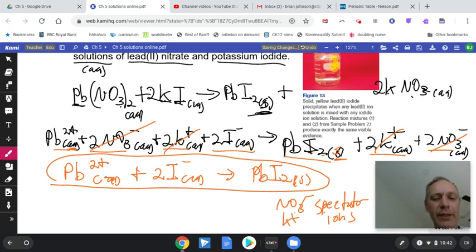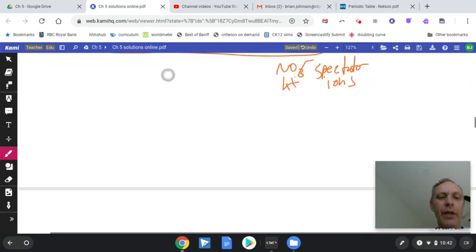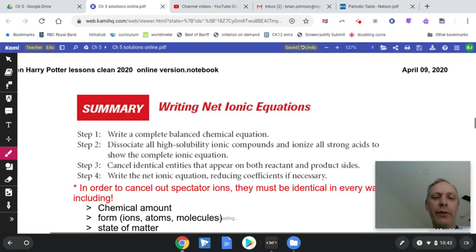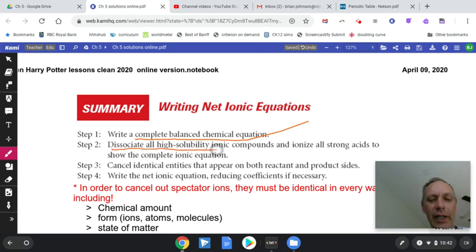All right, that's net ionic equations. Now there are some rules, and I've been using all the rules. So let's just take a look at them. Write a complete balanced chemical equation. Dissociate all highly soluble ionic compounds, which we did. Ionize all strong acids, only strong acids; they would go into their H plus, and whatever's left over as a minus. We didn't have any of those examples. Cancel out identical entities. So those are your spectator ions that are the same on both sides, and then write the new net ionic equation.